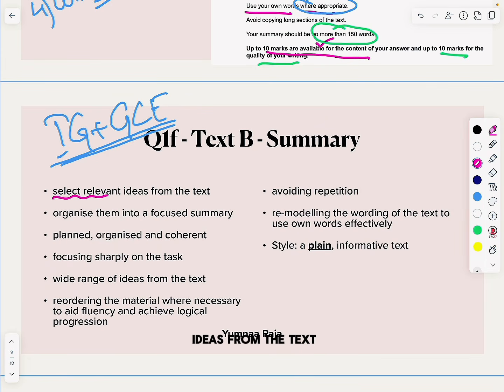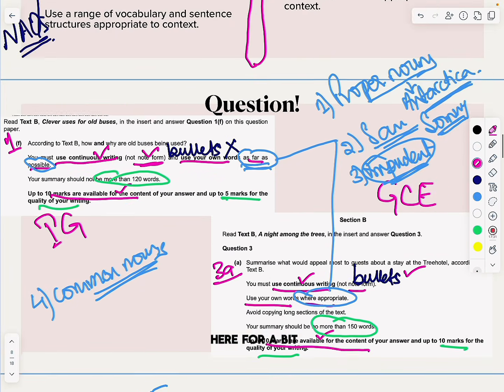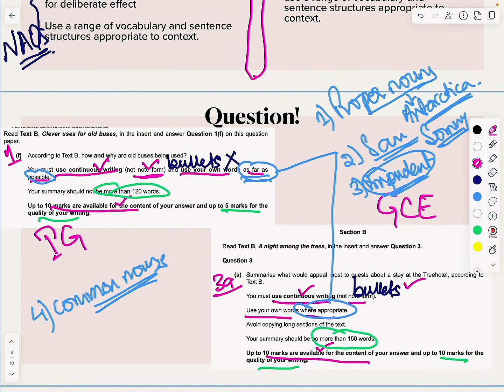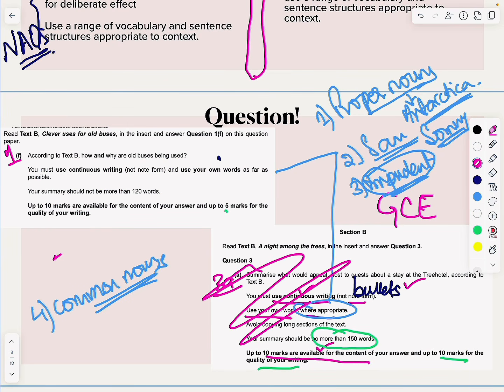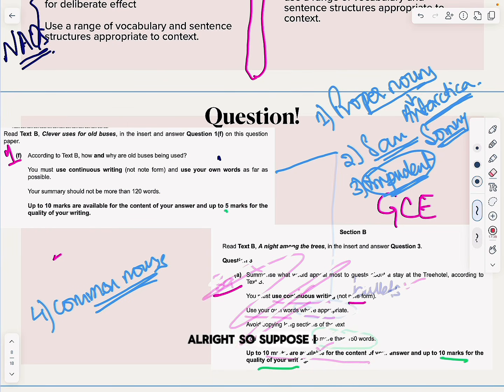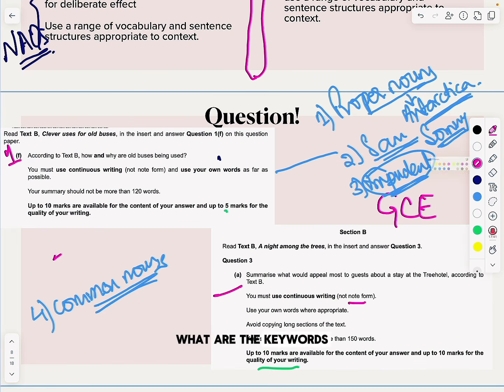Selecting relevant ideas from the text. What do I mean by that? I'm going to take you up here for a bit. So suppose I have this question. What are the keywords in this question? According to text B, how and why are old buses being used? There are two things that the question is demanding out of me, which is how and why.